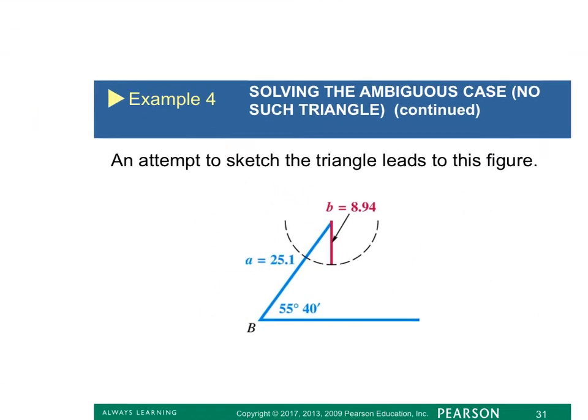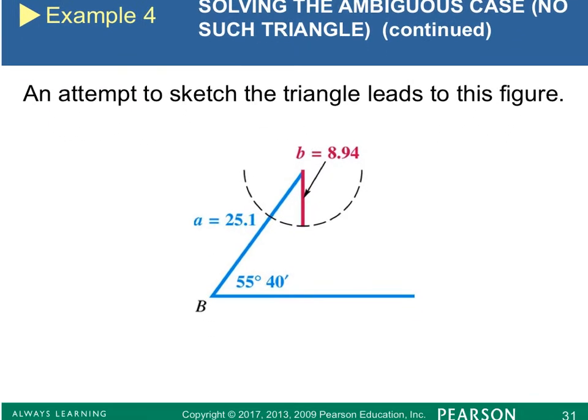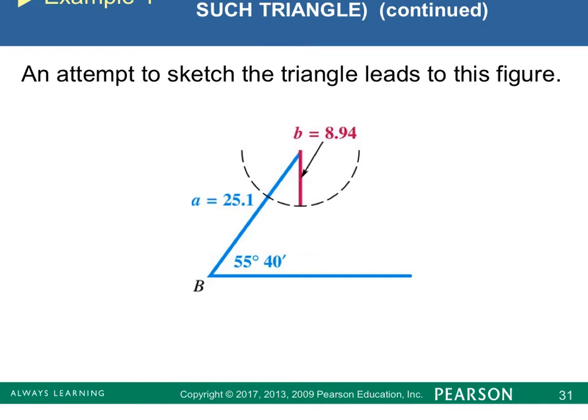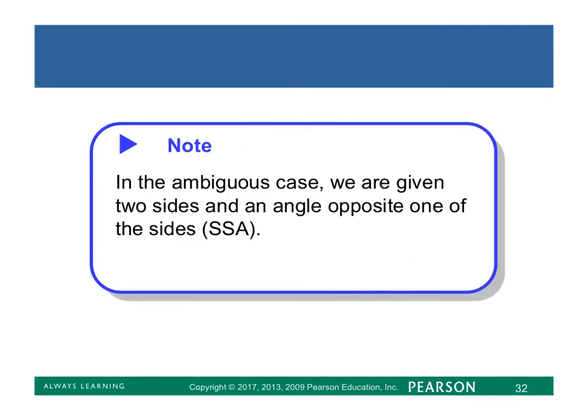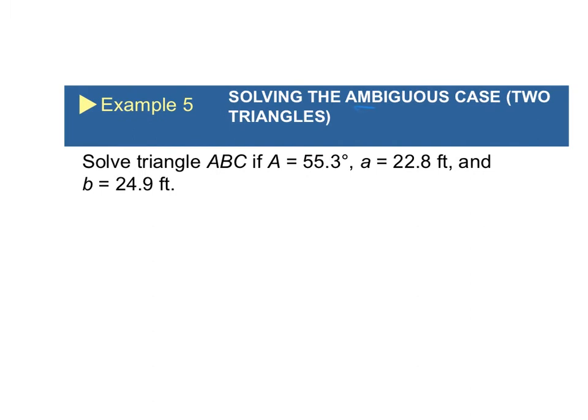All right, example 4. What about, again, with no such triangle? Oh, no, he's trying to draw the sketch. There was angle B, side A, side B, 8.94 was just too short. Too short, could not reach it over here. In the ambiguous case, we are given two sides and an angle opposite one of the other sides. There's your SSA. This time, we're going to have two possible answers. Let's see how that works out.